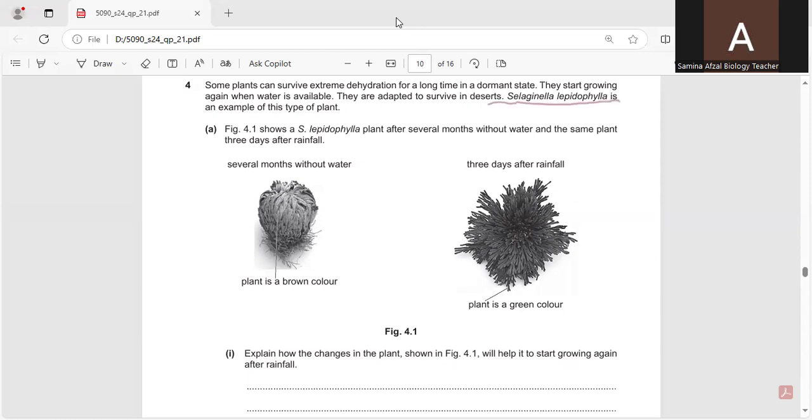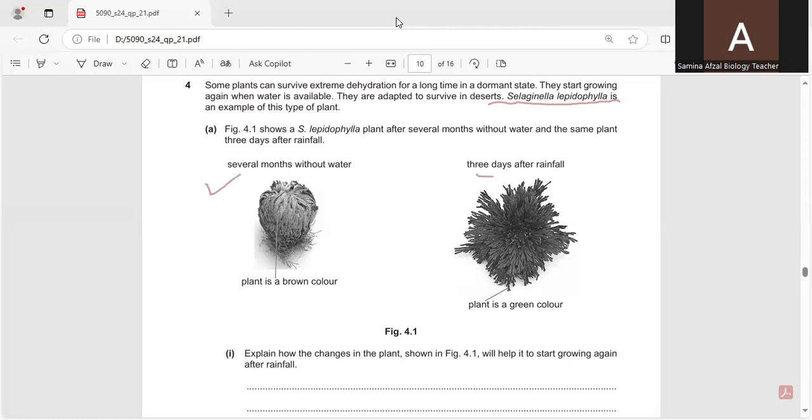So Figure 4.1 shows the Selaginella lepidophylla plant after several months without water and the same plant 3 days after rainfall. So after several months without water, the plant is a brown color. It means it has protected itself from adverse environmental conditions, which is dehydration. So for its survival, it has protected itself in this way.